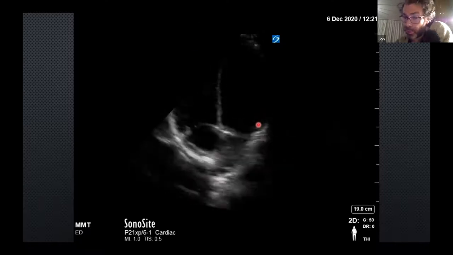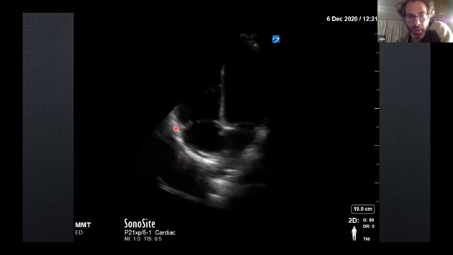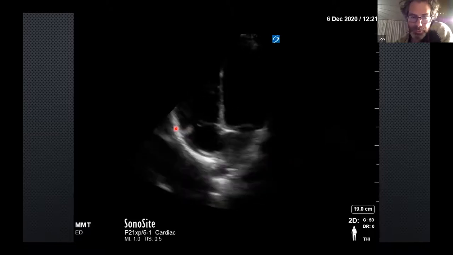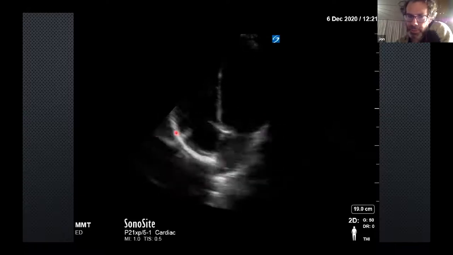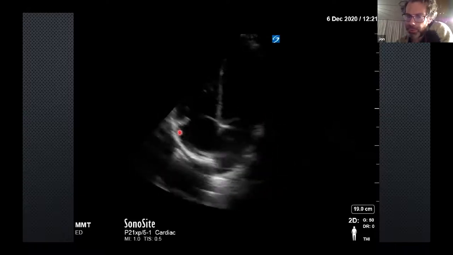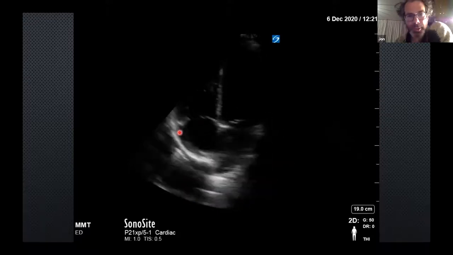And MAPSE should be at least 1 centimeter, TAPSE should be at least 2 centimeters, just to round it off and make it easy to remember. And you can see both of them are reduced. This is not moving up and down a centimeter, and this is not moving 2 centimeters. So there's some signs of both LV and RV impairment, I would say.